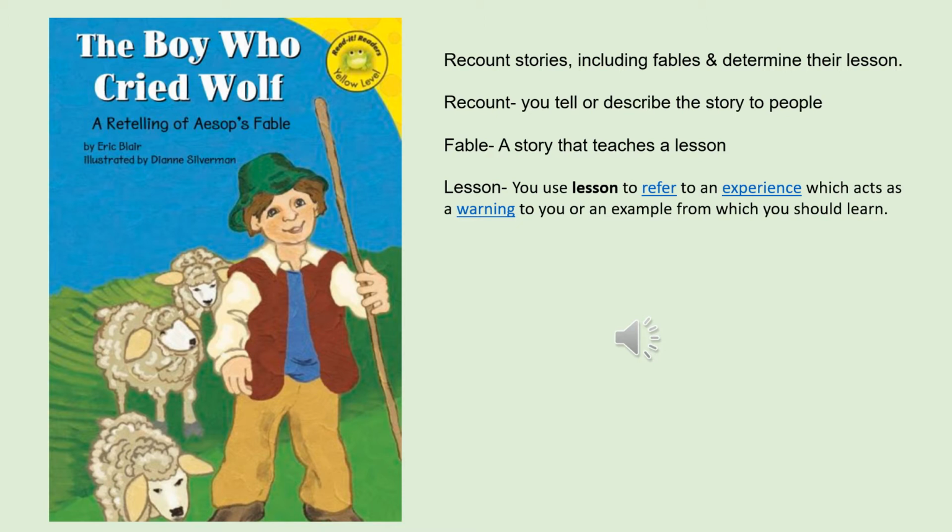And a lesson, you use a lesson to refer to an experience which acts as a warning to you or an example from which you should learn. So we're going to look at this character and decide what we should learn based on what this character experienced and let it be a warning to us about what not to do.